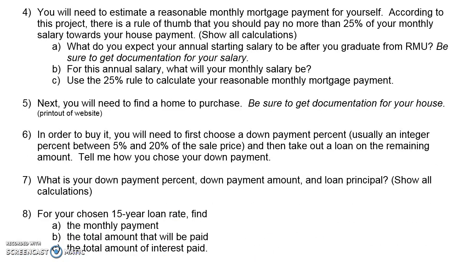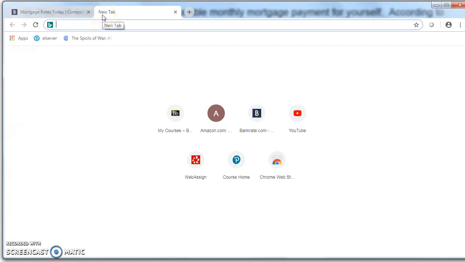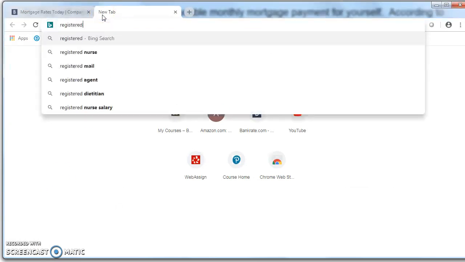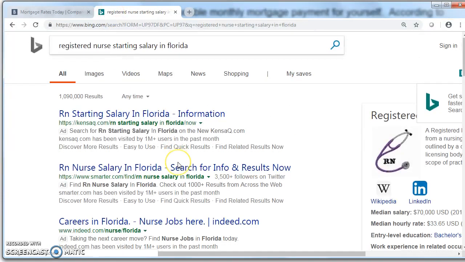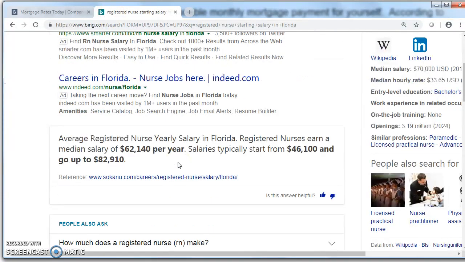Next, you have to estimate a reasonable monthly mortgage payment using the 25% rule. In order to do this, you first need to get documentation of what your starting annual salary will be once you graduate from RMU with your intended degree. So perhaps I am a nursing major, so I want to know what is a registered nurse starting salary in Florida. So I can do a search and need an annual.